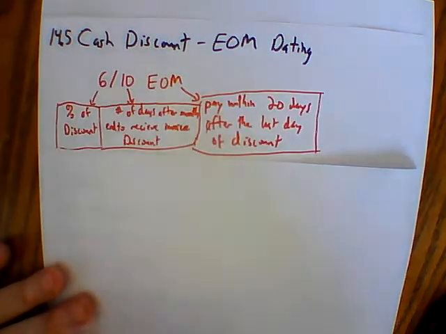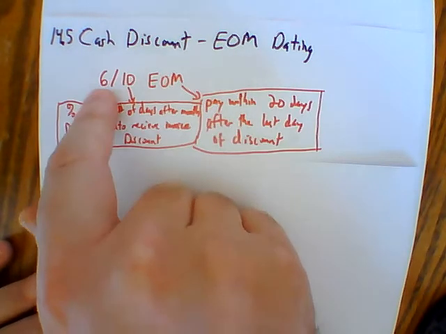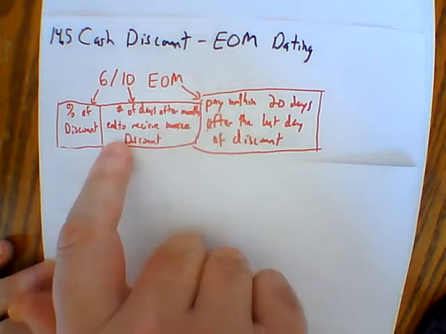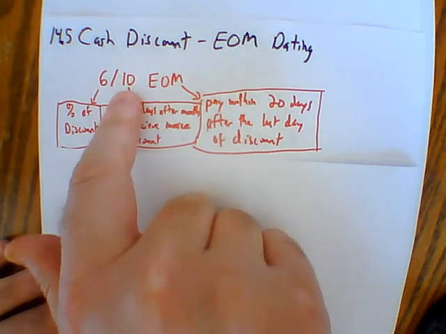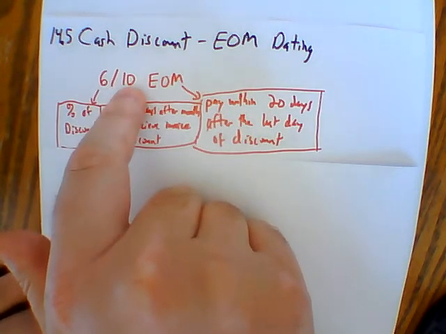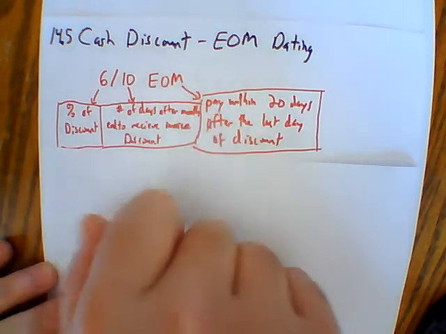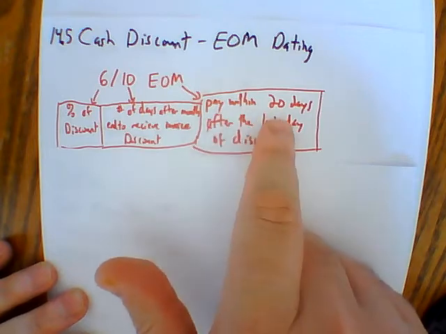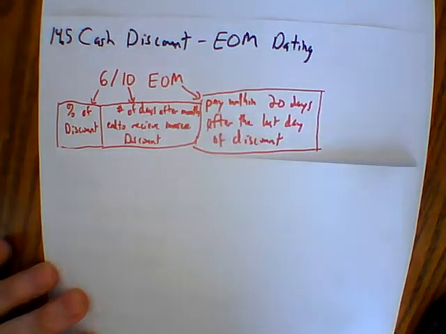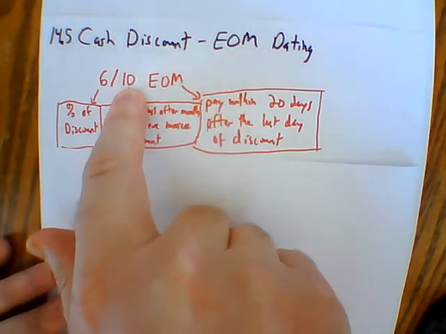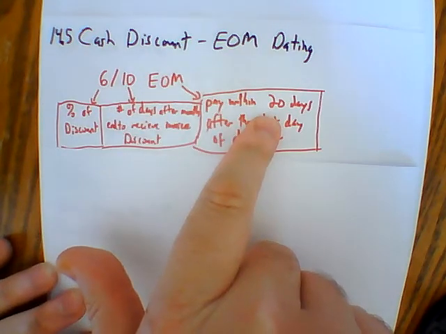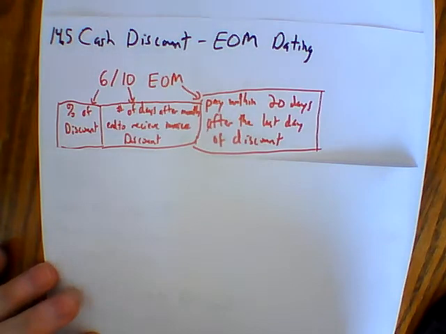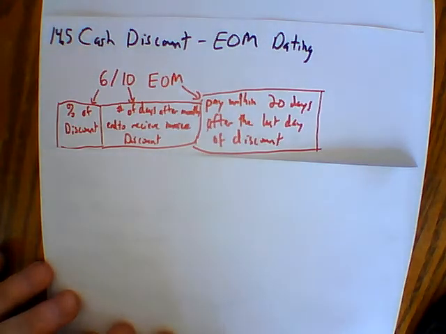If we look at this, we talk about the rate of our discount. Once again, here would be a 6% discount. Here would be the number of days after the month end to receive the invoice discount. So basically, to receive the 6% discount, we're given 10 days into the next month. And that's what this EOM says. You have to pay within 20 days after the last day of the discount. So after we have this day, you have an additional 20 days to pay. Unlike the previous section on ordinary dating, where you might have only had 30 days to pay.